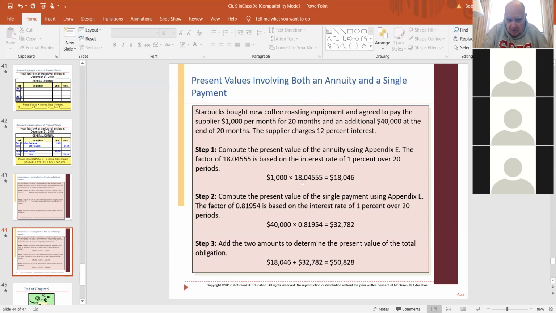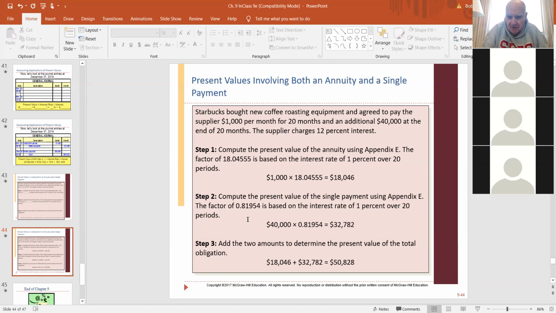That's what we need when we multiply it by $1,000. Remember that 18.0455 means $1. We multiply that by 1,000. The present value is 18,046. We need to have 18,046 in the bank now if we want to pay out $1,000 a month, or $20,000 over 20 months.